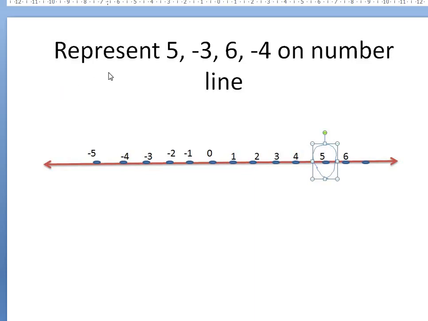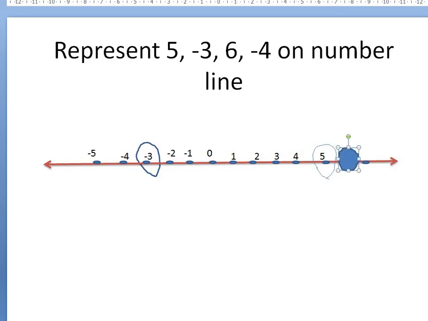Now students, you have to represent 5, -3, 6, -4 on number line. This is a number line, and you have to circle the points. You have to circle at 5. Again, now you have to circle at -3. Now 6 is there, so we will circle 6 also.